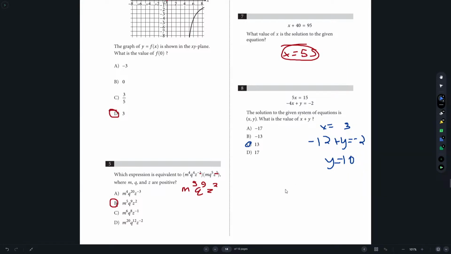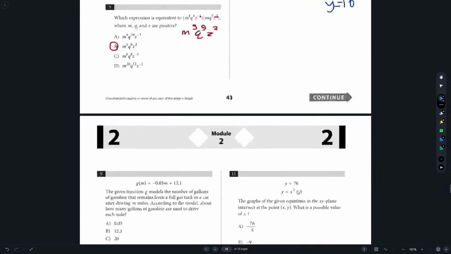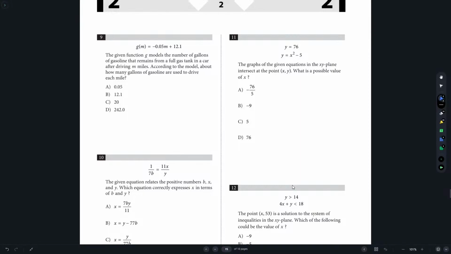Change back to a better opacity. There we go. The given function g models the number of gallons. Gotcha, no worries. Take your time. I'll still be here. I have another 20 questions.